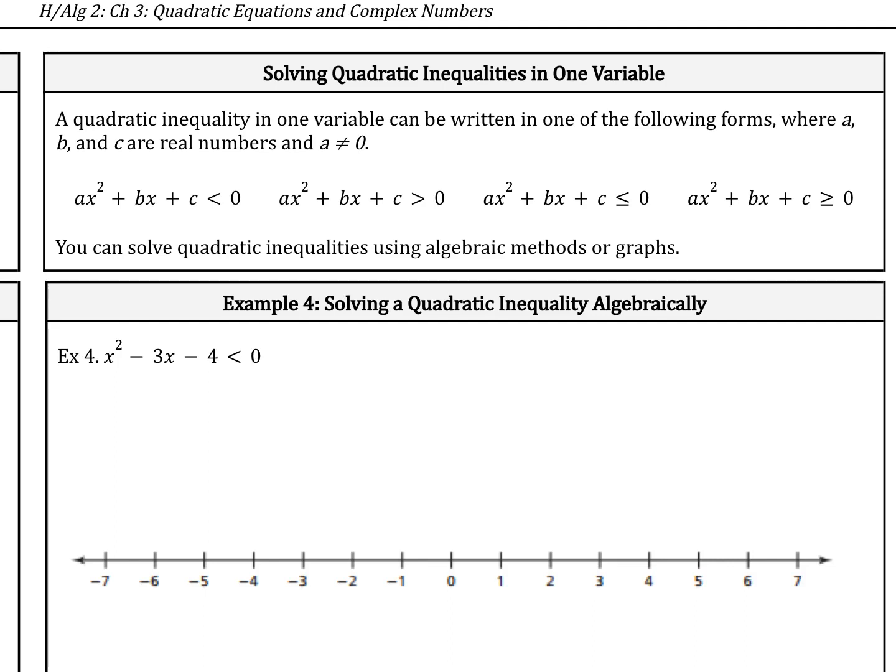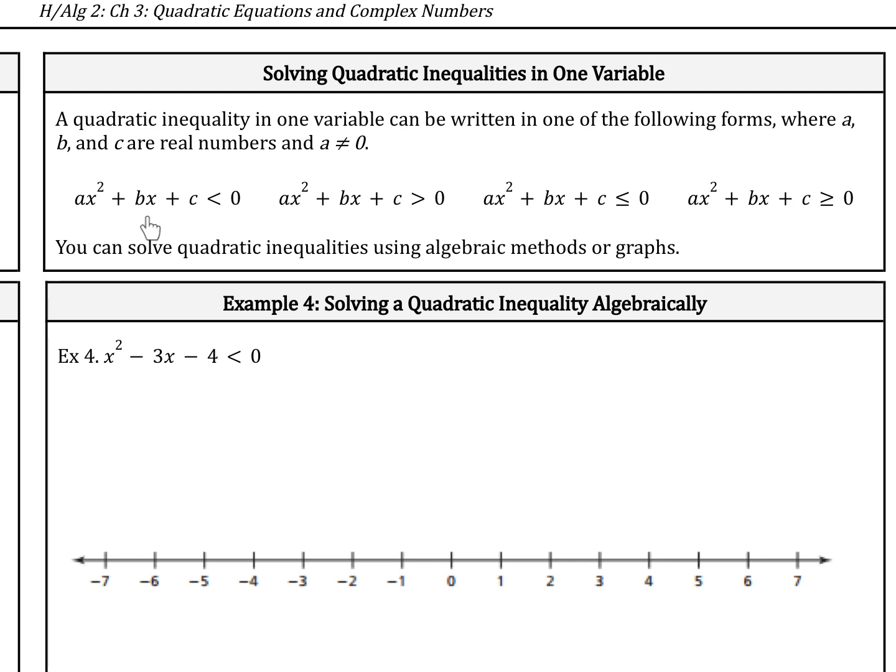In this video, we're going to solve quadratic inequalities in one variable, and we're going to solve them algebraically. A quadratic inequality in one variable can be written in one of the following forms, where a, b, and c are real numbers, and a does not equal 0.